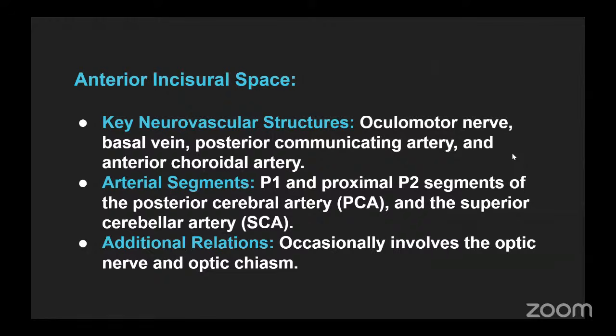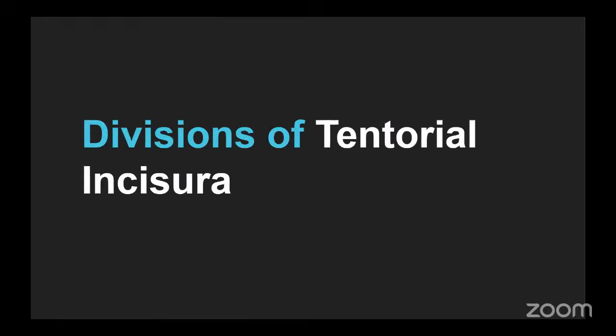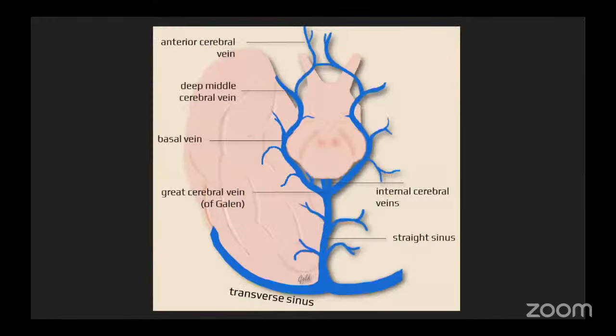So we have the anterior incisural space. What are the key structures? Third nerve, basal vein, we have the PCOM and the anterior choroidal artery. Do not worry if you cannot remember it right now. We are going to see them on the images. Third nerve, we already saw its origin. Basal vein is there because I did show you this image, right? You can see that there is this basal vein.